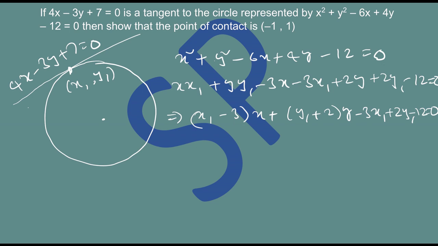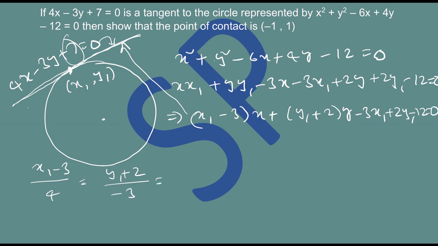Now observe that this is the equation to this line, but he already gave this as equation to this line. So both the equations represent the same line. Therefore, (x1 minus 3) by 4 is equal to (y1 plus 2) by minus 3 is equal to (minus 3x1 plus 2y1 minus 12) by the constant over here, that is 7. Now, using 8th class ratio and proportion concept, I am going to write one more ratio here.